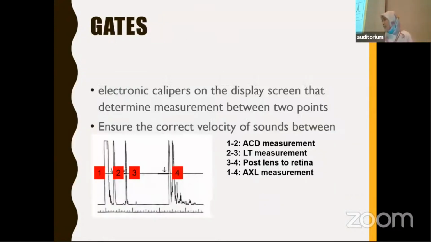Gates are electronic calipers on the display screen that measure the distance between two points. Proper gate placement is important. If the biometer machine does not allow for movement of the gate, the scan must be repeated until they automatically align properly. This is to make sure of the correct velocity of sound between each pair. The diagram shows where the correct gate is supposed to be placed.